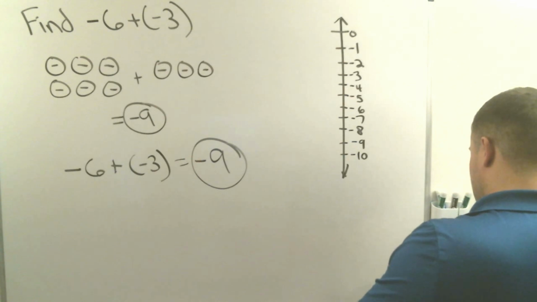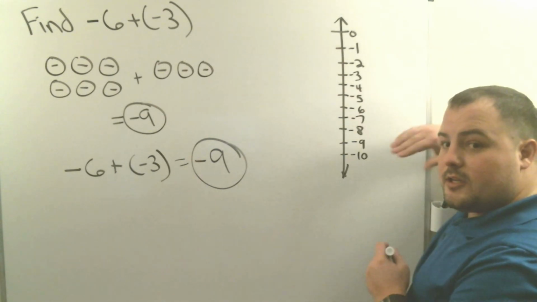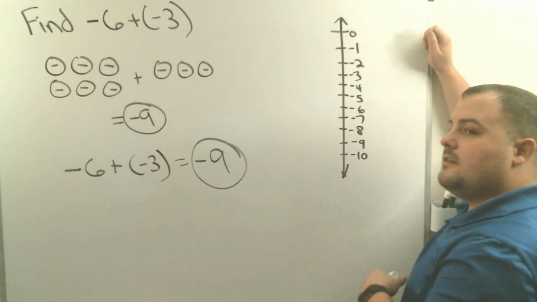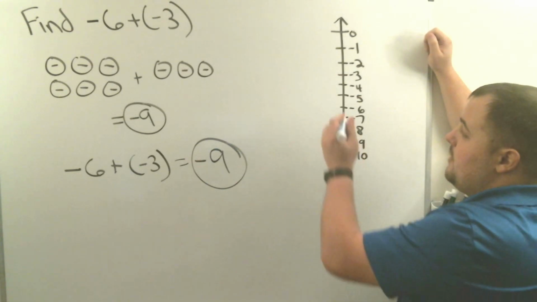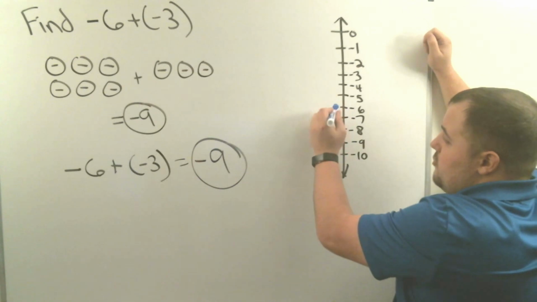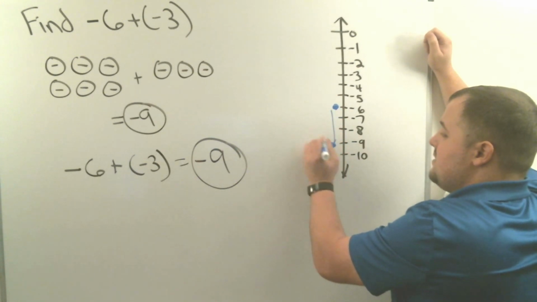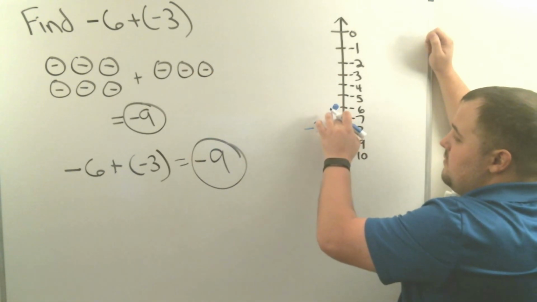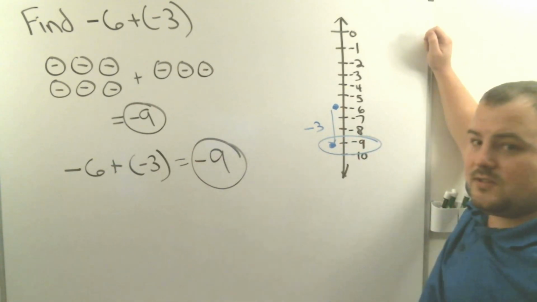And the last way that we could do this is the way that we were showing earlier. We can look at a number line and we can plot our points. So here we have negative 6, and we're going to go down 3 more from negative 6, because that's what it says. We're going to add negative 3. So negative 6, 1, 2, 3, negative 9. Negative 9 would be my answer.